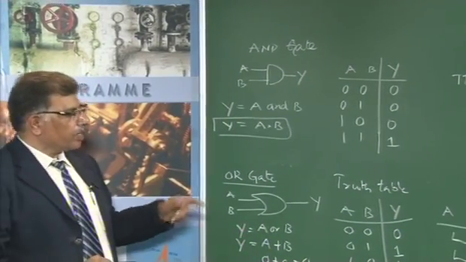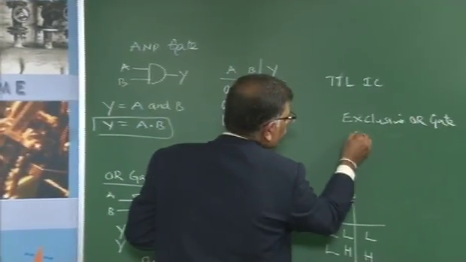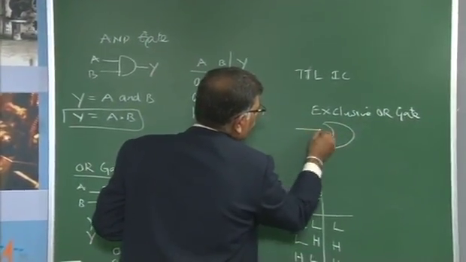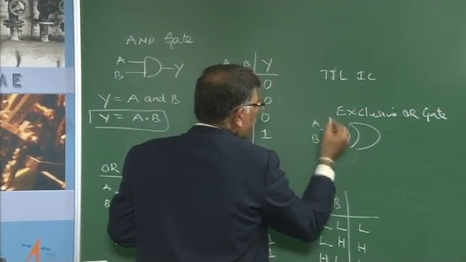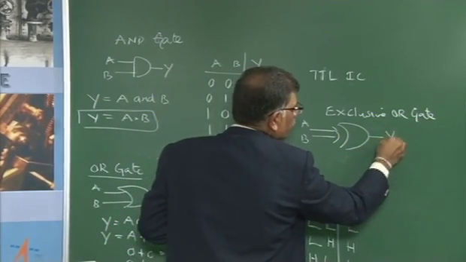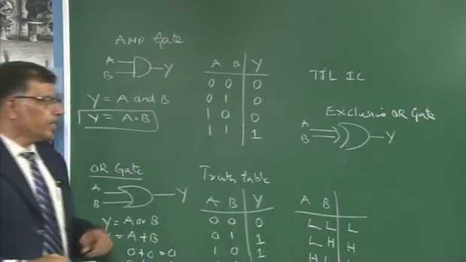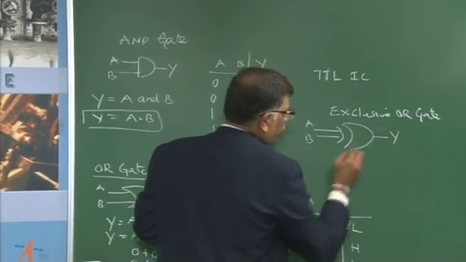This is a slightly higher basic gate. The symbolic representation of this gate is like this. We will be giving 2 inputs, A and B, as logical variables, and the output that I will be getting is Y. So let us see the truth table with respect to this exclusive OR gate representation.